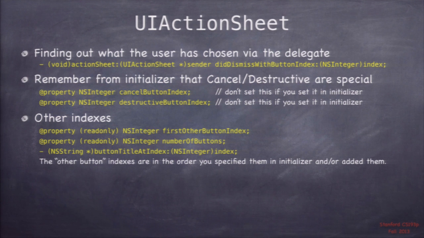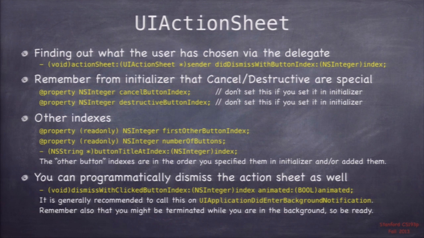You can programmatically dismiss an action sheet, and why would you ever want to do this? Okay, you put up an action sheet, a decision branch, anything. Why would you ever want to dismiss it yourself? Well, the main reason is you get put in the background. Okay, so anytime you have an action sheet up and someone clicks the home button to go to another app, you should dismiss that action sheet. Okay, why would you do that?